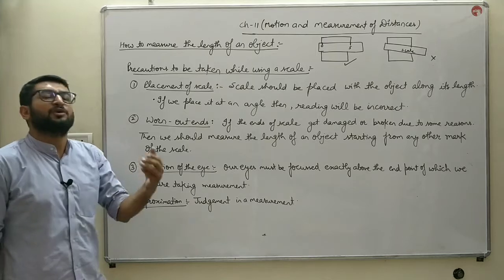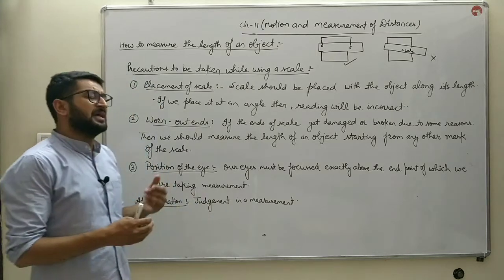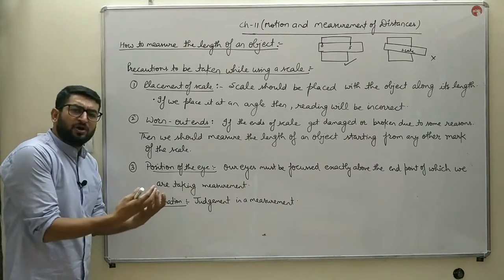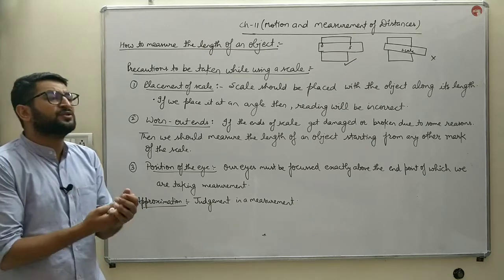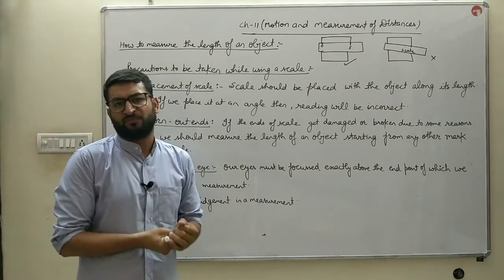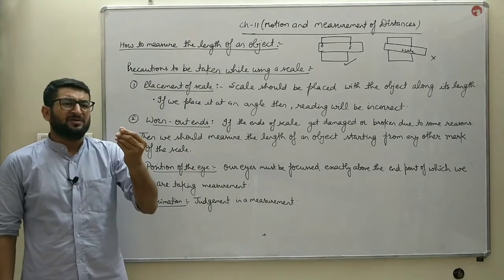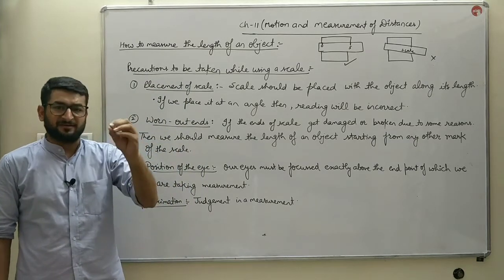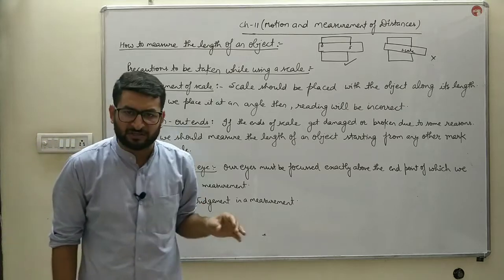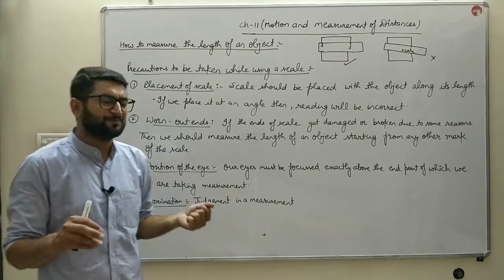Next, worn out ends. Sometimes, due to repeated use of a scale, the ends of a scale become worn out. Wear and tear occurs on those ends. Sometimes the readings of the scale get faint due to continuous use.